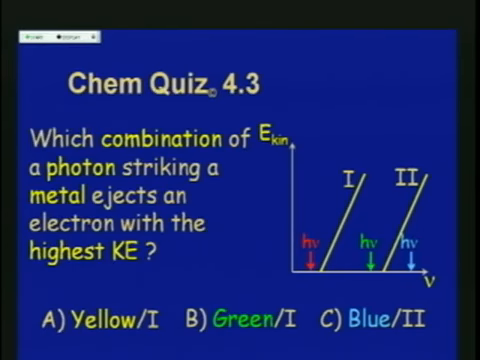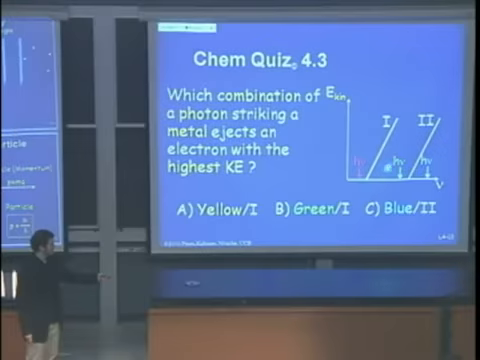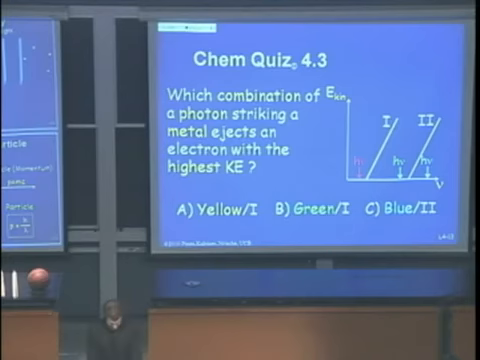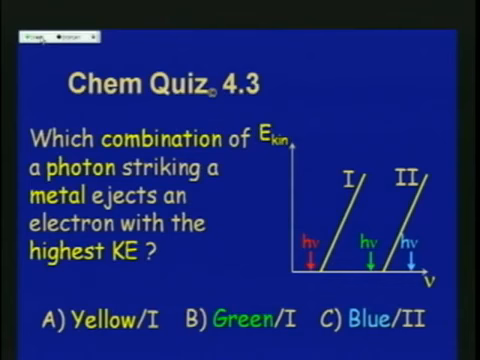Which combination of a photon striking a metal ejects an electron with the highest kinetic energy? A yellow photon on metal 1, where's yellow going to be? Somewhere in here, somewhere between red and green. So a yellow photon with curve 1, a green photon with metal 1, or a blue photon with metal 2. Uh-oh. Two variables. Well, let's see if we can get this on the first go. Which one of these is going to have the highest kinetic energy? Highest kinetic energy. Let's vote.